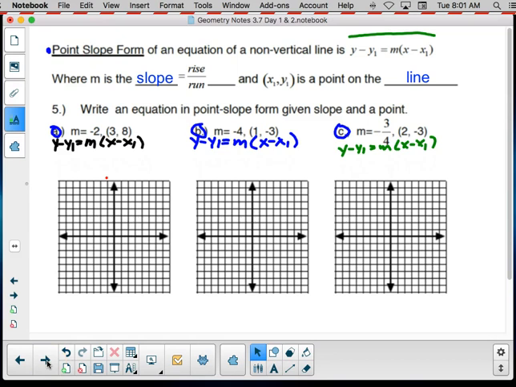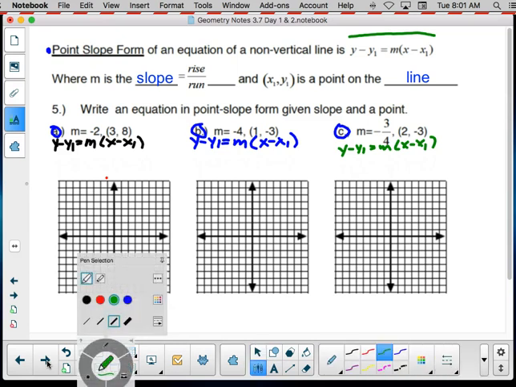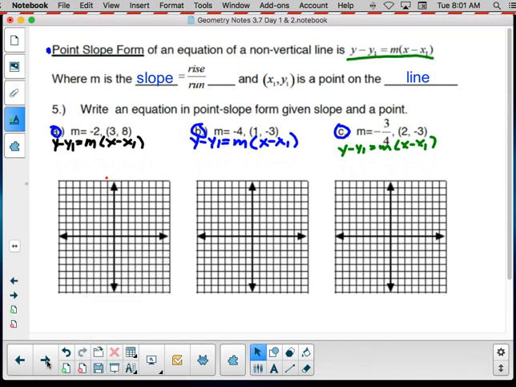Now, point slope form. This is another form of the line. This one's really useful if I have a point and a slope and I'm asked to write an equation. So I have this form, y minus y1 equals m times (x minus x1). And remember, those subscripts are telling me I need just one point to make this work, and I still need my slope, where m is the slope, which is rise over run.